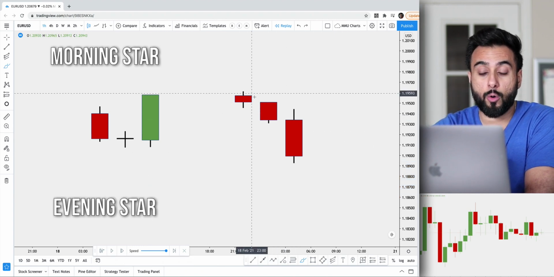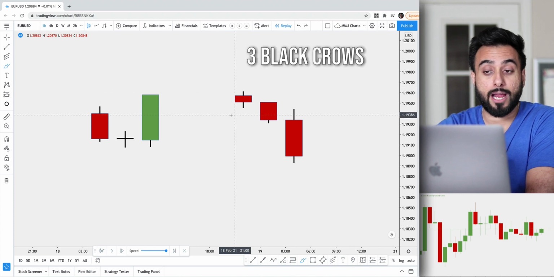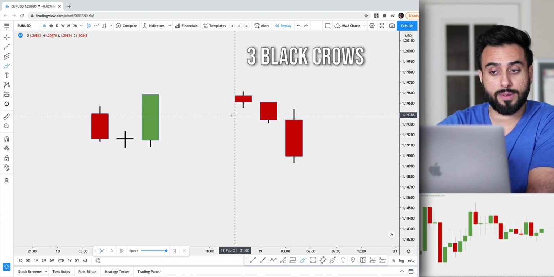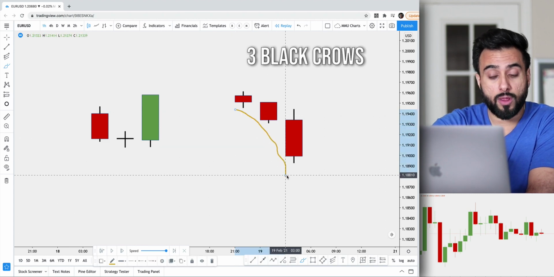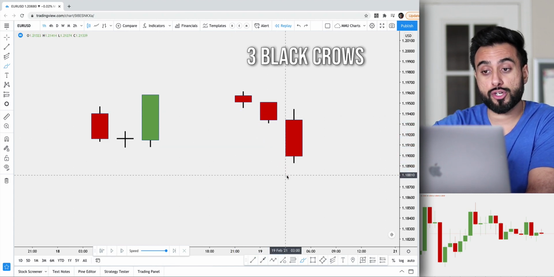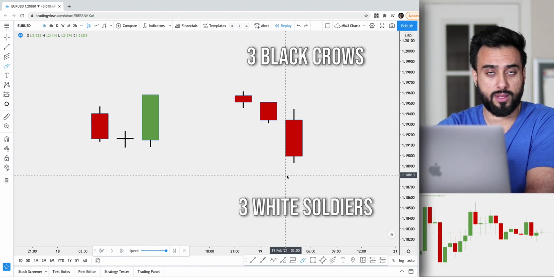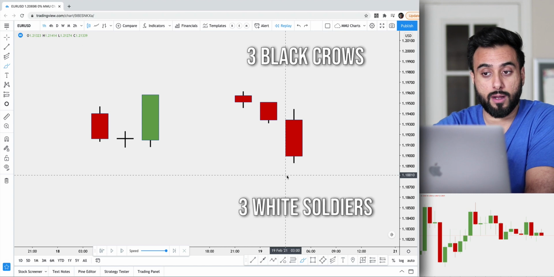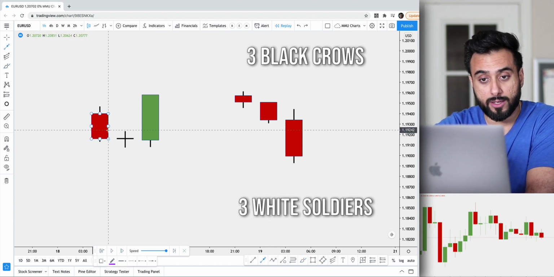And then these over here would be considered three black crows, but in this case they're red, so this would be like three red crows since it's going down. The other way around, the bullish version of it, would be called the three white soldiers, or in other words, the three green soldiers, depending on whatever color your candles are. But I want you to understand the story that these candles are telling you.